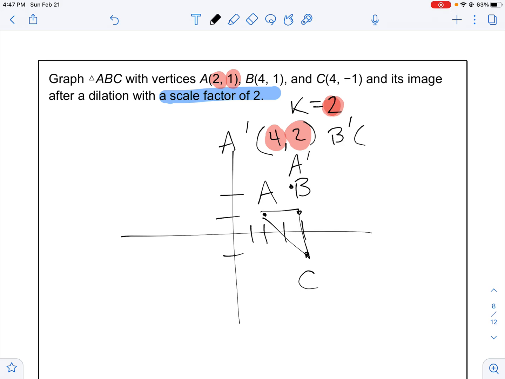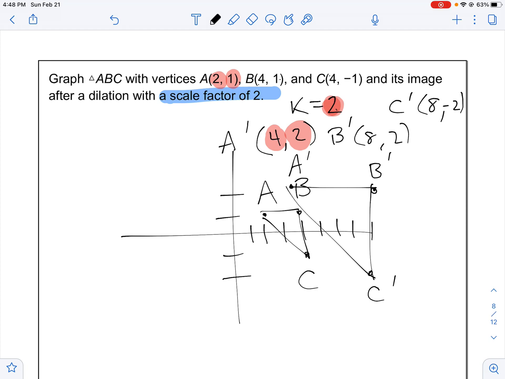Keep going. B prime is 4 times 2, 8. 1 times 2, 2. So 4, 5, 6, 7, 8, 2. There's B prime. And then C prime is going to be 4 times 2, 8. Negative 1 times 2, negative 2. So 8, negative 2, C prime. And there is our new picture, our image, after a dilation with a scale factor of 2. So again, if you can plot these points, the math itself isn't very difficult.